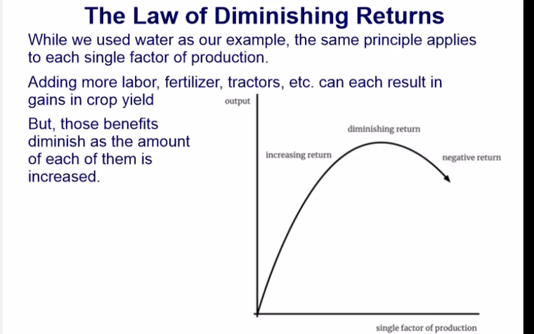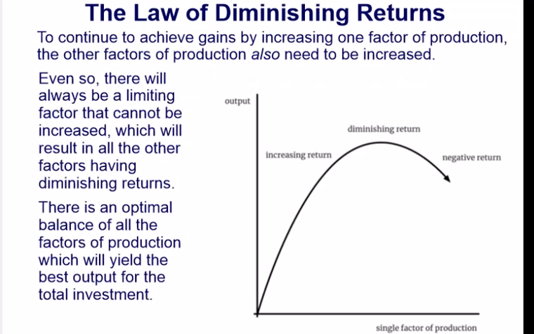While we used water as our example, the same principle applies to each single factor of production. Adding more labor, fertilizer, tractors, etc. can result in gains in crop yield, but those benefits diminish as the amount of each of them is increased. To continue to achieve gains by increasing one factor of production, the other factors of production also need to be increased. Even so, there will always be a limiting factor that cannot be increased, which will result in all of the other factors having diminishing returns.